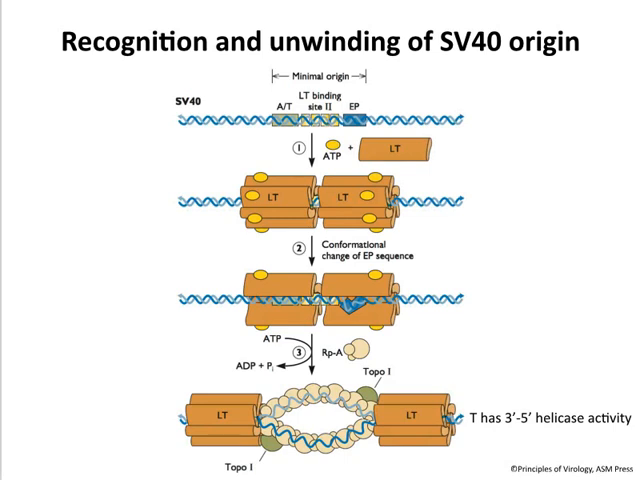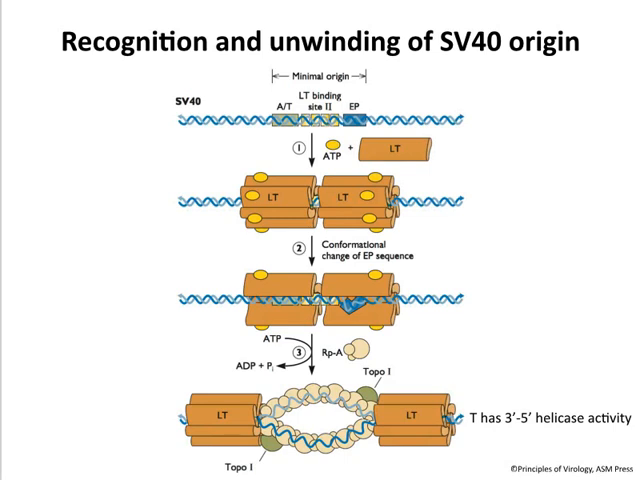So large T is shown as these brown oblong boxes, and they bind at the origin. So here's the origin of replication of SV40, and actually they make hexamers, and 2 hexamers bind at the origin. There's very specific sequences to which large T binds. When it binds, it basically melts the origin. It melts the 2 strands. This is one of its most important roles. It binds to the origin, it melts the 2 strands, and then cellular proteins can start to recognize this as a DNA that needs to be replicated.